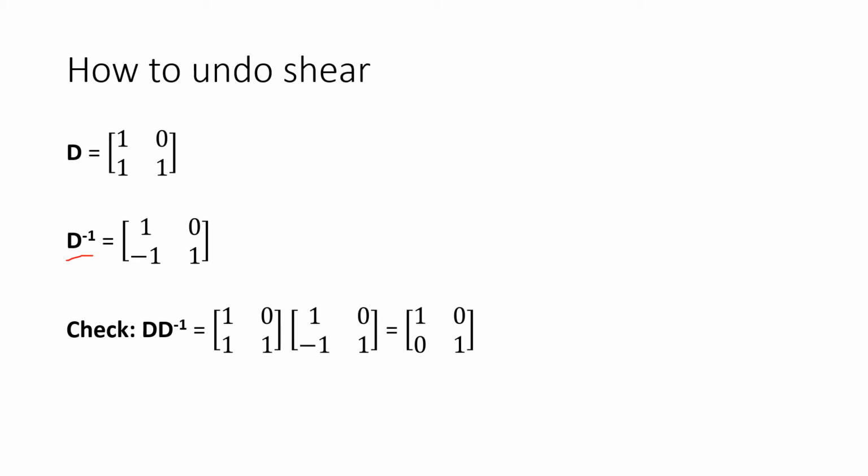So we have the square gets sheared into the parallelogram, and then applying D inverse brings it back. If we had done this in reverse order, we would have started with the square, sheared it to the left, and then the matrix D would have brought it back to the upright square that we started with.